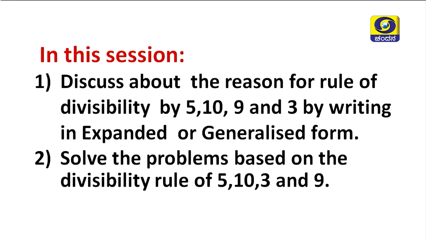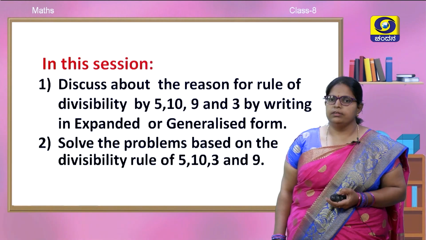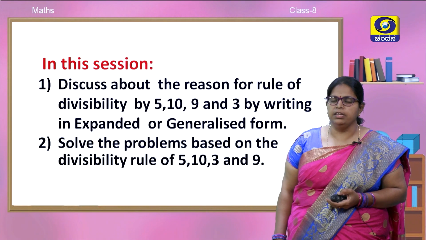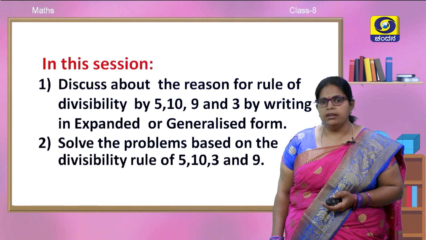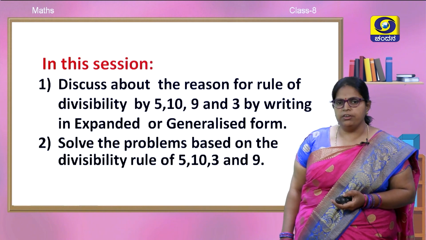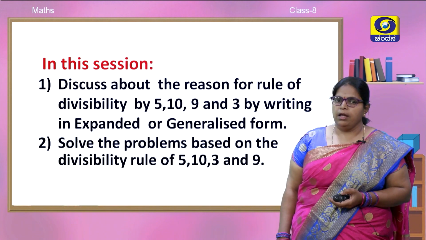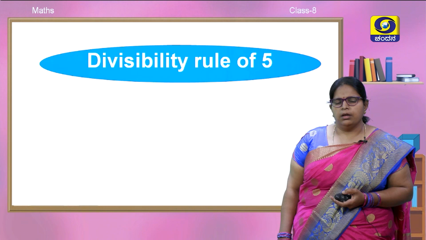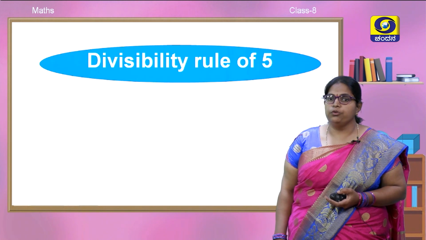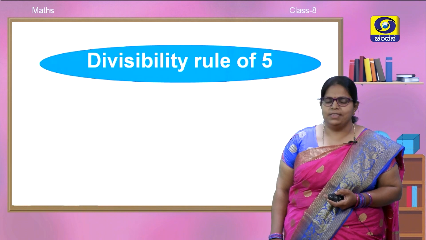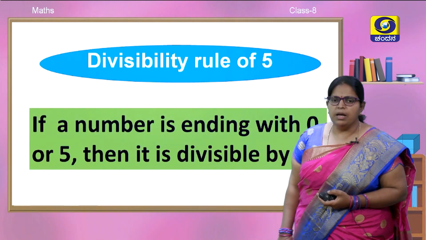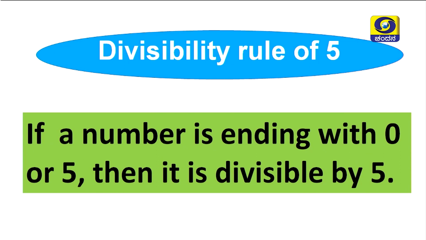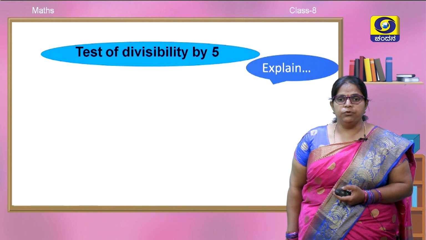Children, in this session, we are going to discuss the reason for the rule of divisibility by 5, 10, 9 and 3 by writing in expanded or generalized form, and solve the problems based on the divisibility rule of 5, 10, 3 and 9. To begin with, tell me the divisibility rule of 5. Yes, you are right. If a number is ending with 0 or 5, then it is divisible by 5. You know the divisibility rule for 5.